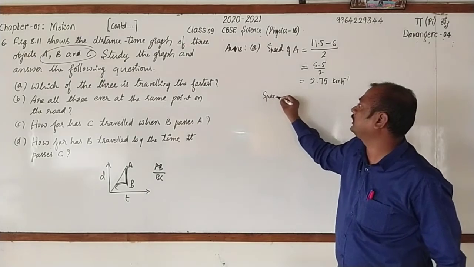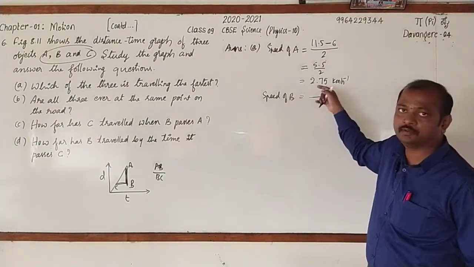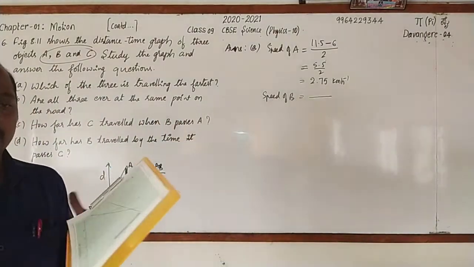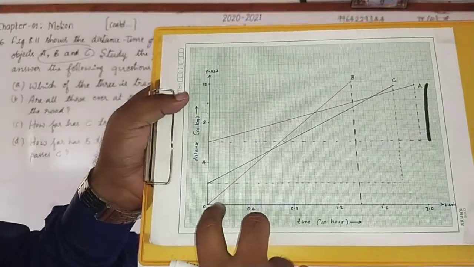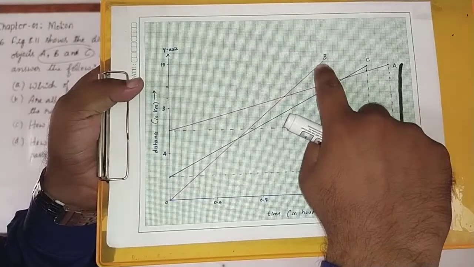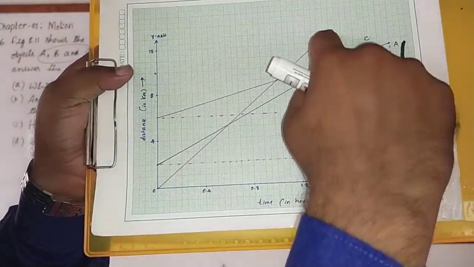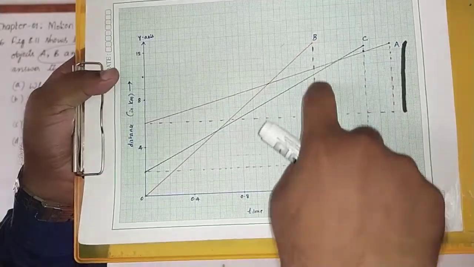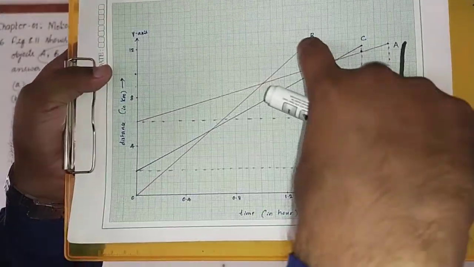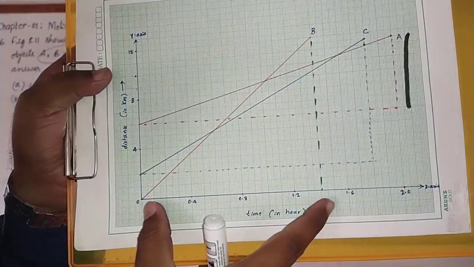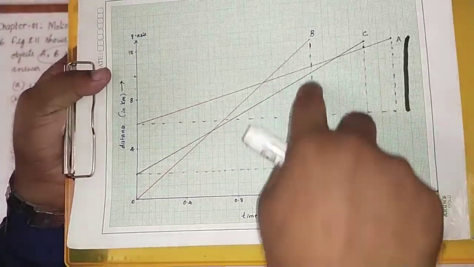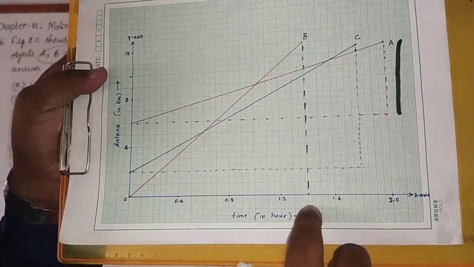Similarly, let's find the speed of B. Again, vertical distance by horizontal distance. You can observe that one more red line is there. This is the graph of B. Let's take the slope from here to here. How much is it? It is 12. Got it? This much distance. Then horizontally it is 1.2, 1.3, 1.4. So 12 by 1.4.